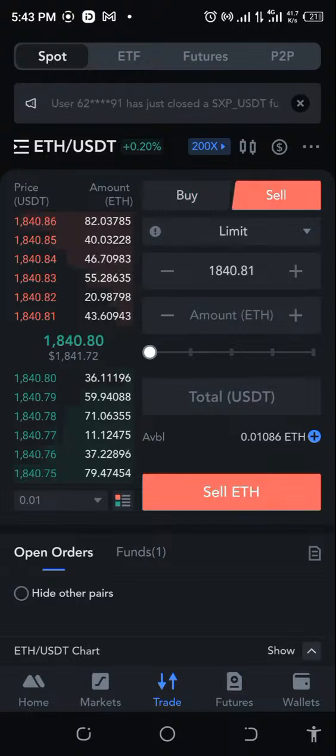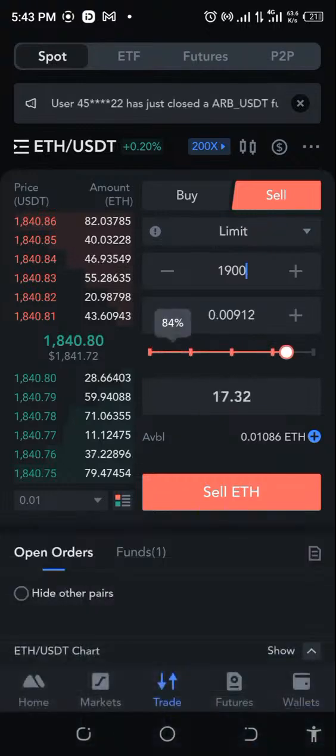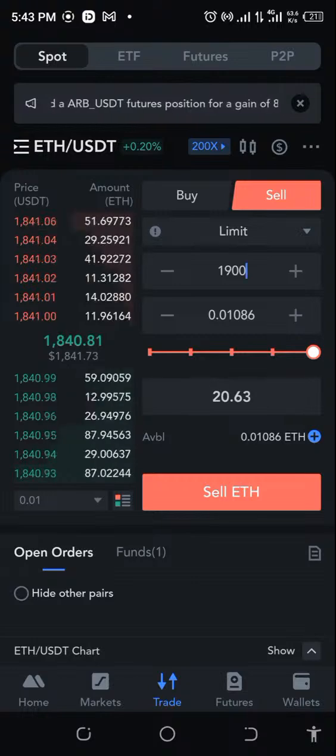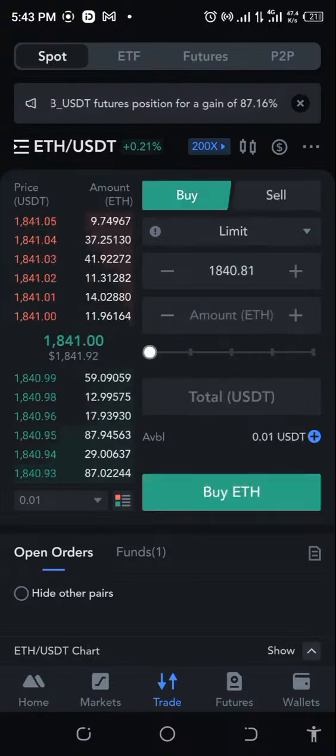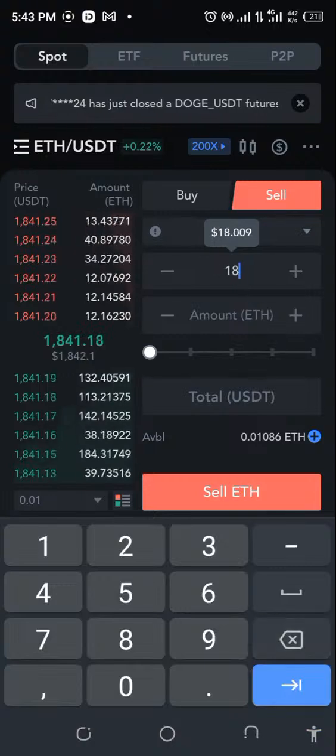I'm going to set a sell limit at 1,900. Let's see, if I put in the whole amount, I'll make some profit, but I think I want to do more. Let's go back and try to add more. Let's make it worth our while.